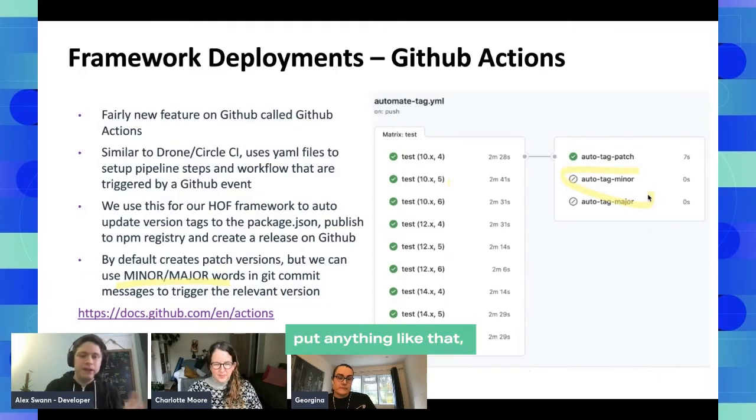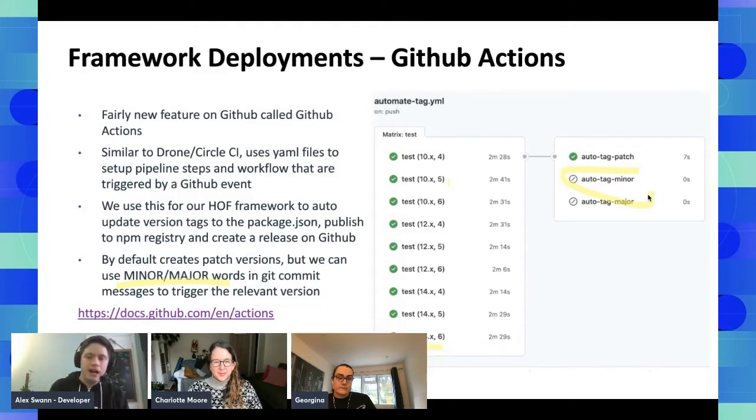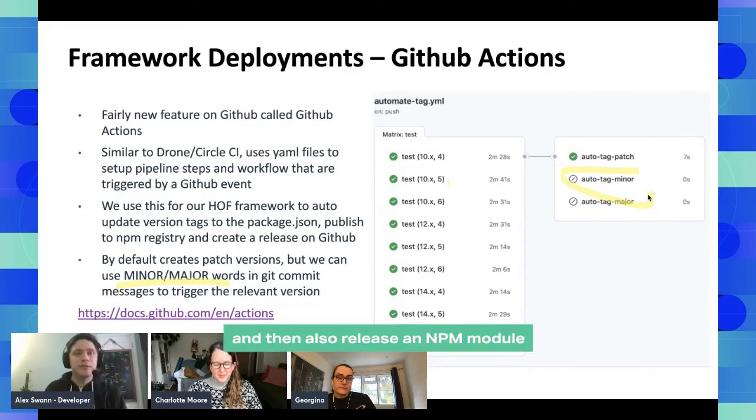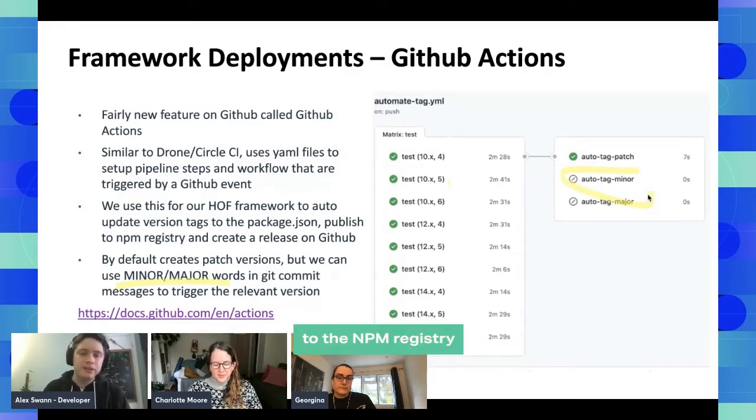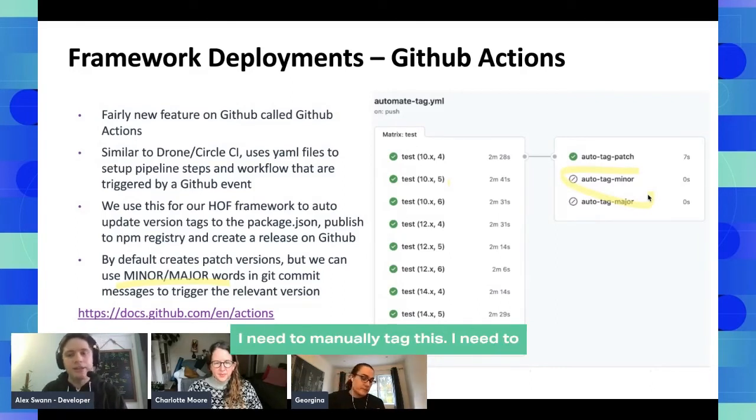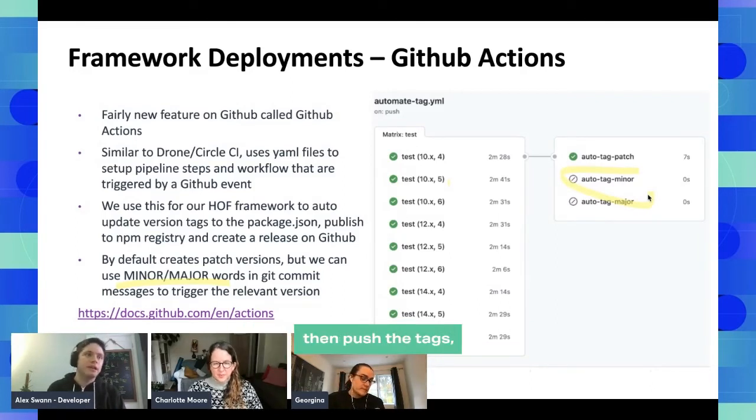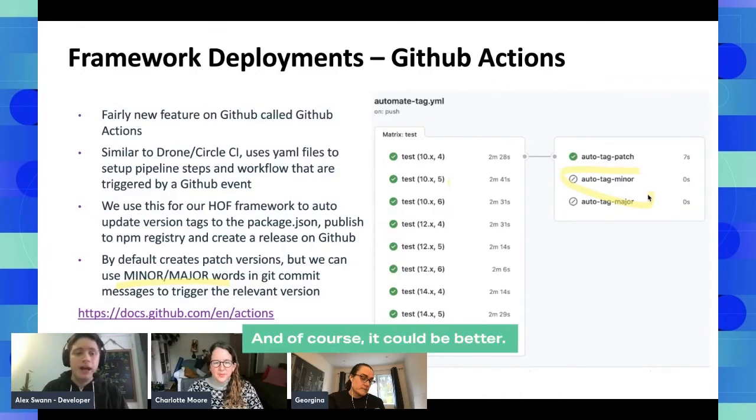I think if you don't put anything like that, it just assumes it's a patch fix. Otherwise, it'll auto tag it as minor or major, and then also release an npm module to the npm registry for us. So it removes all that manual work. Okay, I need to manually tag this. I need to then push the tags to the repo. I then need to run npm publish. We've got a new person. They need access to the npm registry to do that. So it makes that a lot more fluid. And of course, it could be better, but it's still early days for us, and there's always improvement to be made.